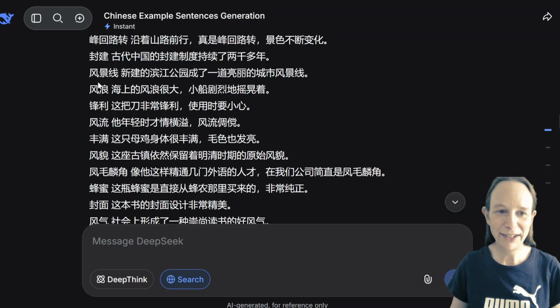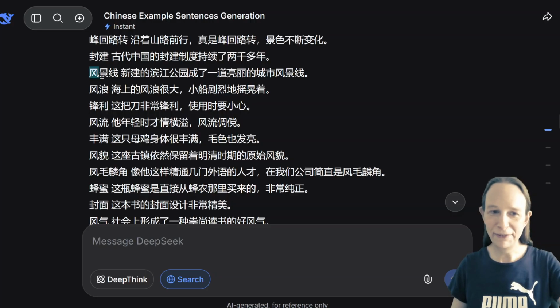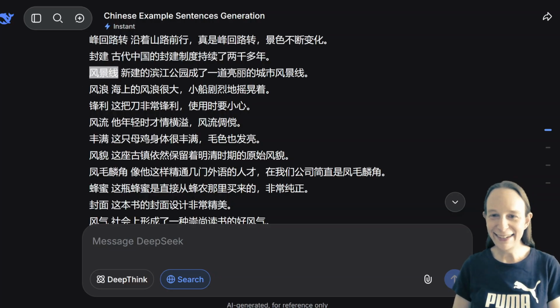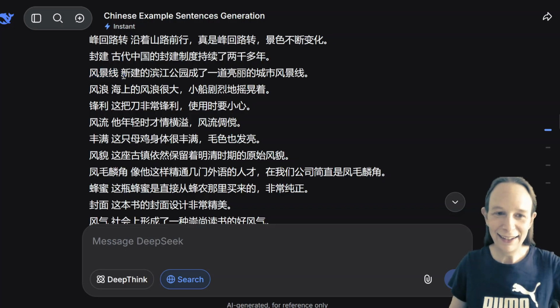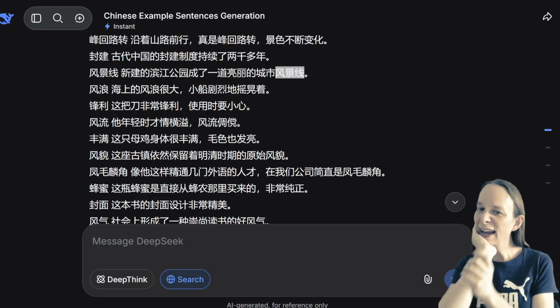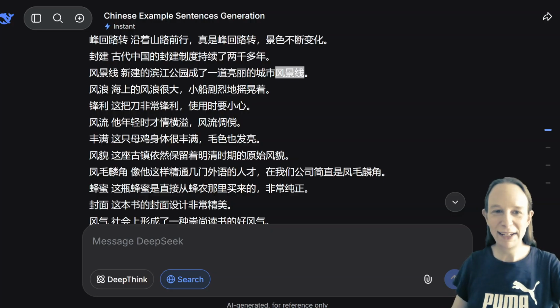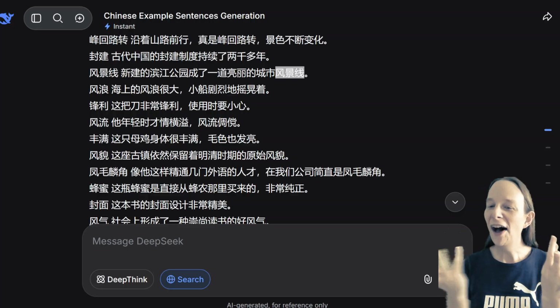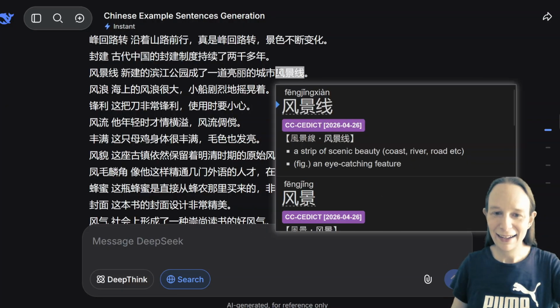That's my general impression. 风景线. I don't know what this is, but 风景 refers to scenery. 风景线, a scenery line? What is a scenery line? I have no idea. 新建的滨江公园成了一道亮丽的城市风景线. City, it's like skyline, isn't it? It's like skyline, but beautified. A strip of scenic beauty.